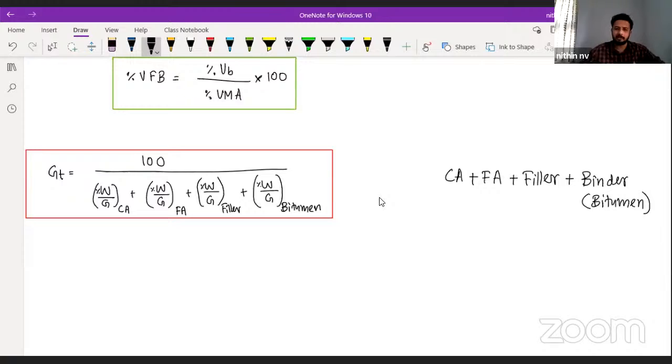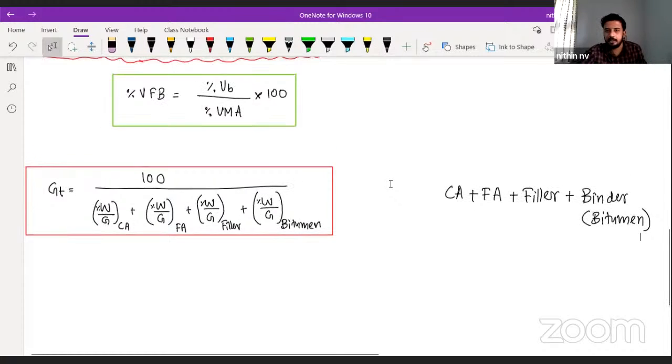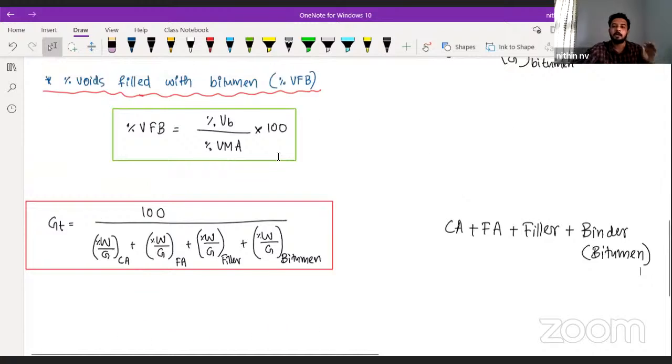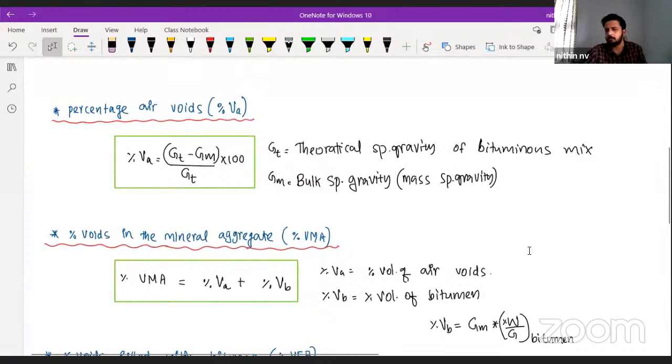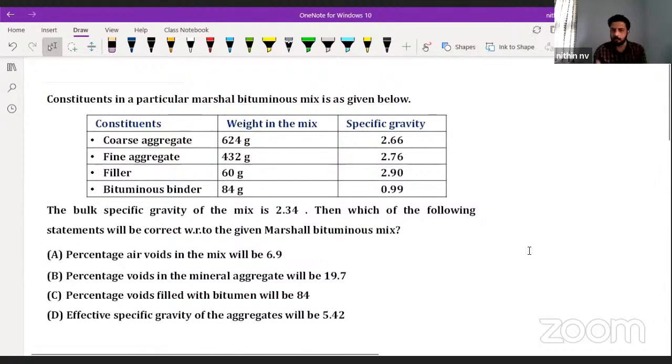In this question, I have gone to the next level. Instead of giving the W value directly, I have given the weight value. So what do we have to do? Very simple. Calculate the total weight of the mix, and check how much this 624 gram is out of the total weight. Understand? Please tell me, what is the total weight?